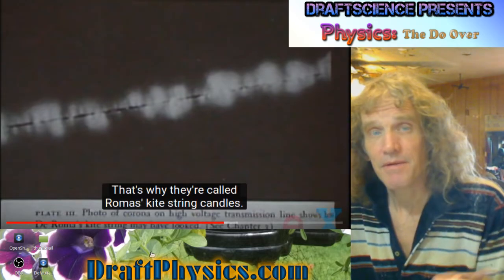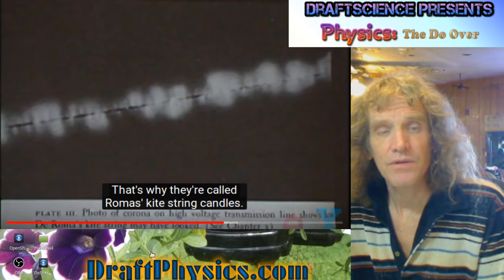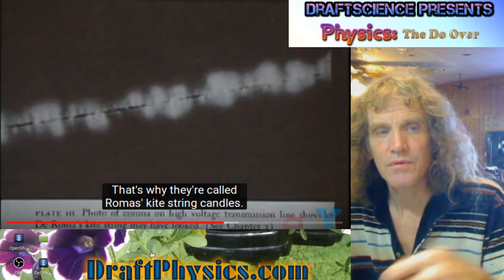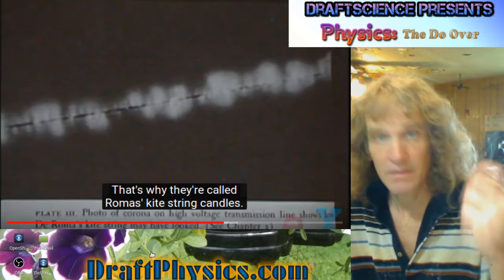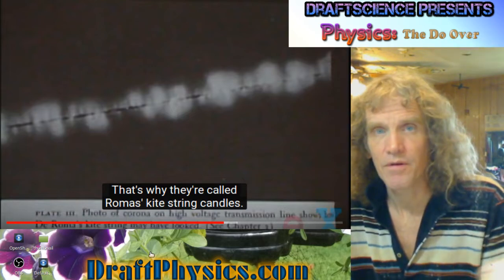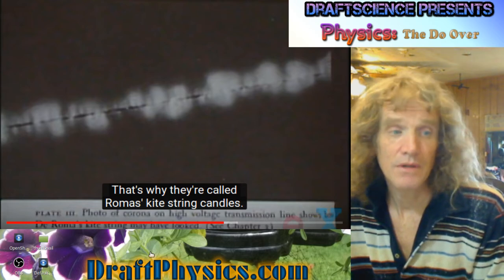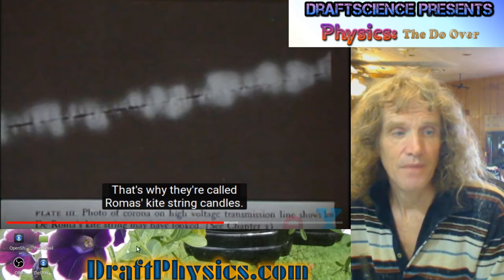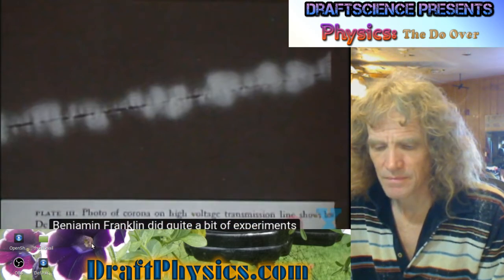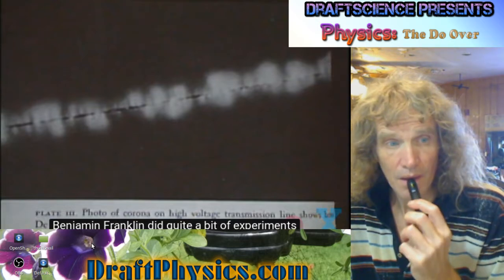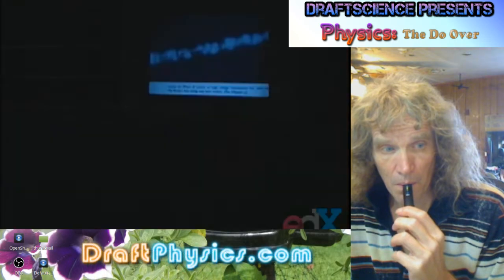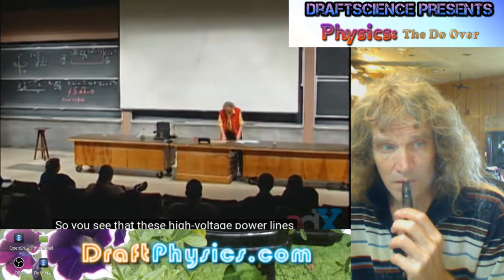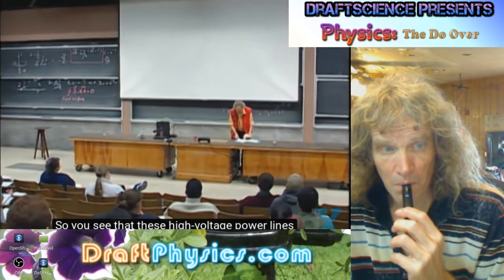That's probably why Benjamin Franklin thought you could use a lightning rod to dissipate the electricity that was going to be lightning, and therefore prevent lightning. Really quite brilliant. Benjamin Franklin did quite a bit of experiments at night with kites near thunderstorms. Dangerous business, by the way. So you see that these high voltage power lines can go into a corona discharge.